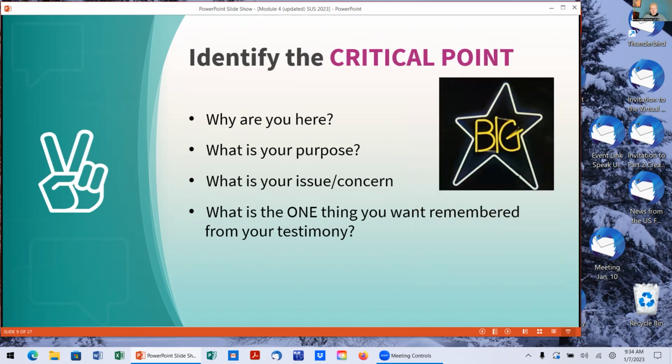As soon as you've introduced yourself, you want to tell the decision maker why you're speaking to them. You want them to remember one thing about your testimony. What is it? What's your purpose? What's that one thing? This is your big picture overview statement, the "I'm here to discuss with you" comment.